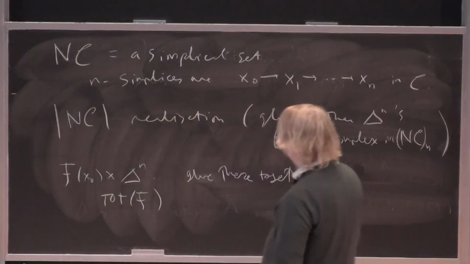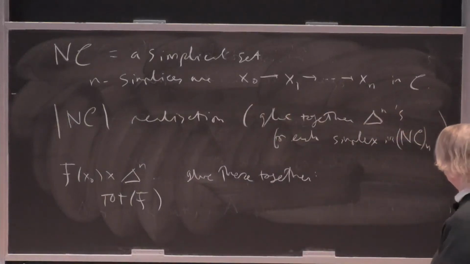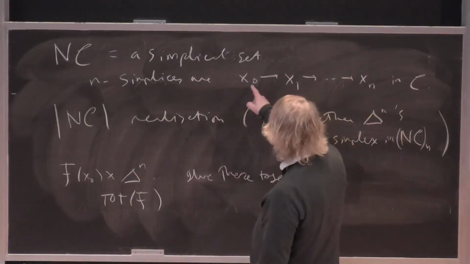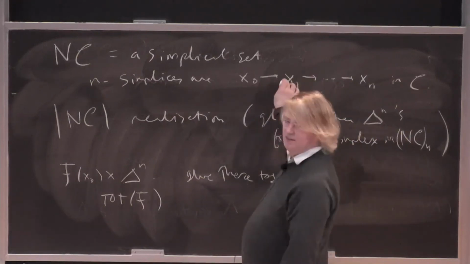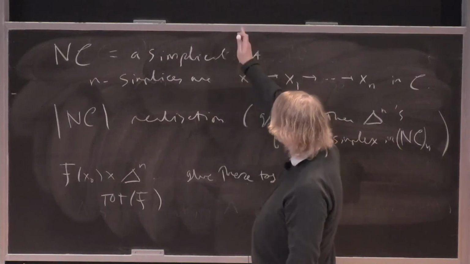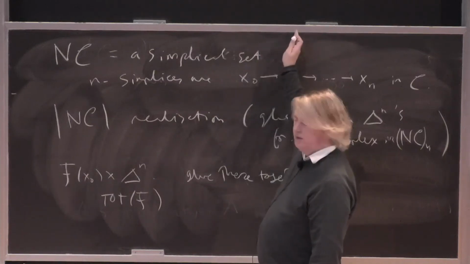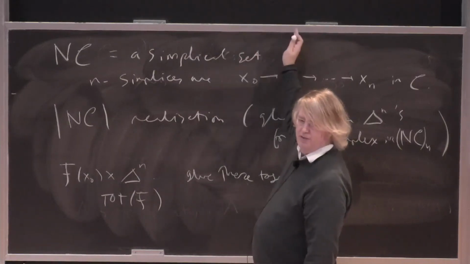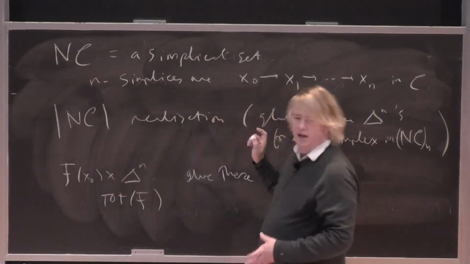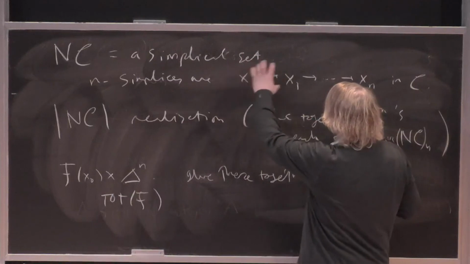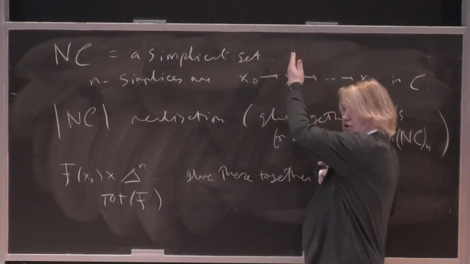Suppose you just had a one simplex, okay? So you're going to have an interval, right? You're going to have a space f of x0, and you're going to have a space f of x1, and you have a map from f of x0 to f of x1. You want to put f of x0 across the interval, and then you glue that by the map from x0 to x1 over here.